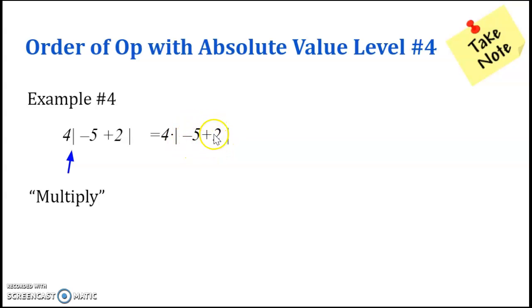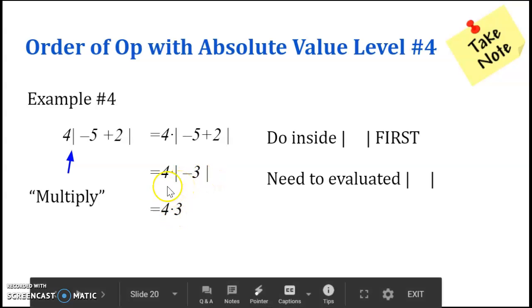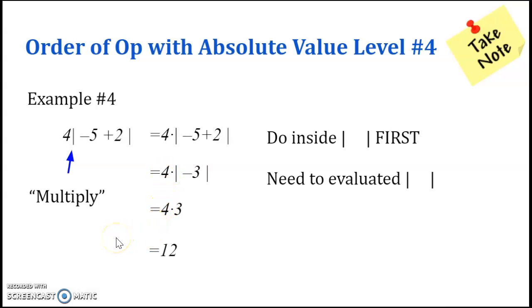Again, we need to evaluate inside the parentheses first. So we need to do negative 5 plus 2, which is negative 3. And then to that, you're going to multiply by 4. But we have not dealt with the absolute value yet. To get rid of these bars, we need to evaluate the absolute value. So what's the absolute value of negative 3? It's positive 3. And then to that, you're going to multiply by 4. So you get 12 as your final answer.